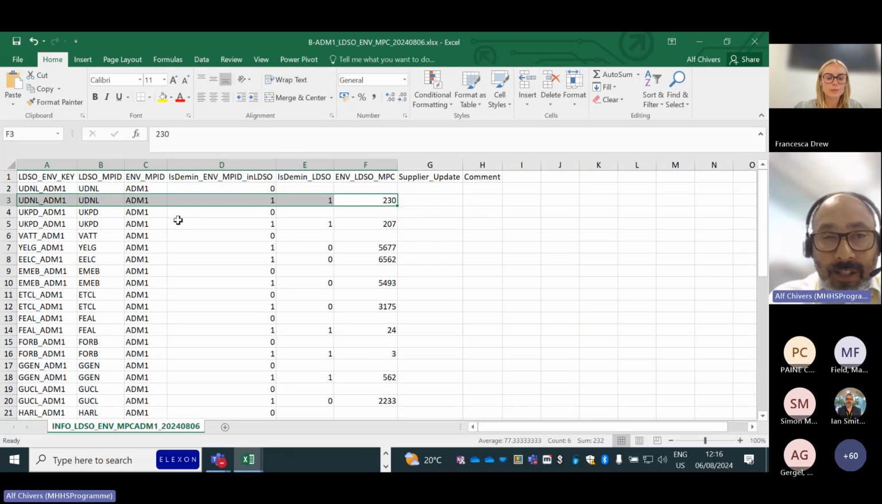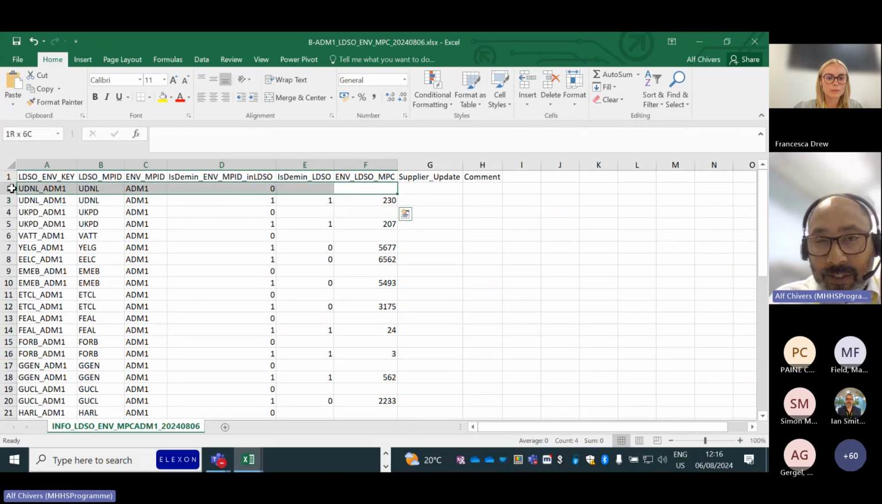So for this particular supplier, what we have to do is just ignore this value. This is just a corruption in the data, this one. So we just filter that out.